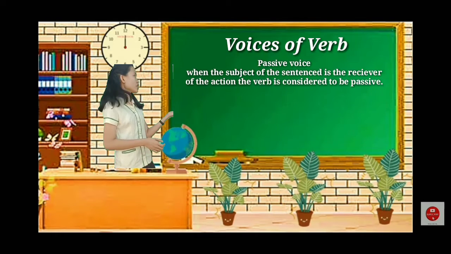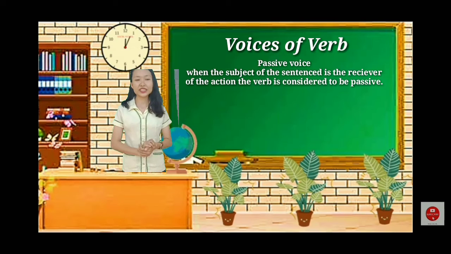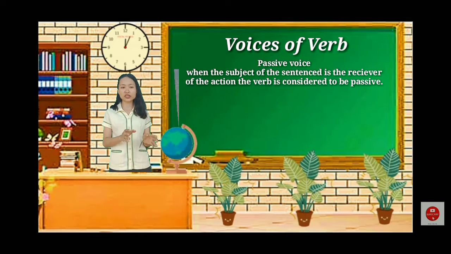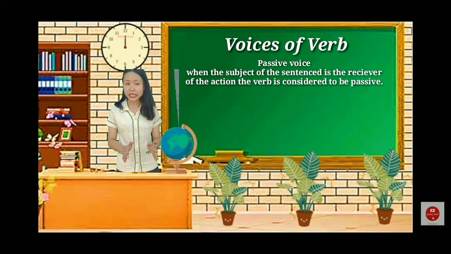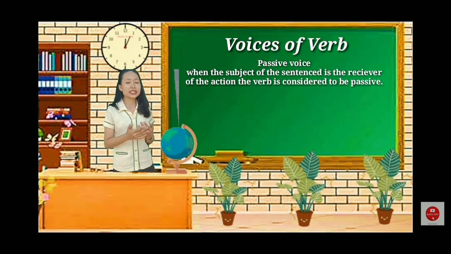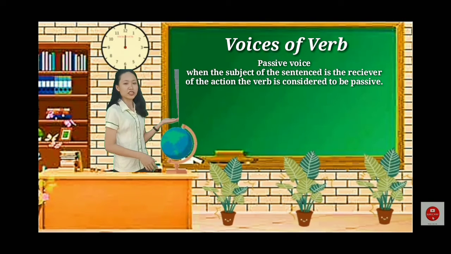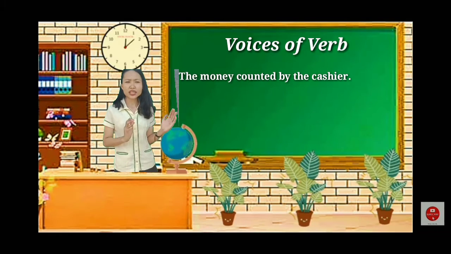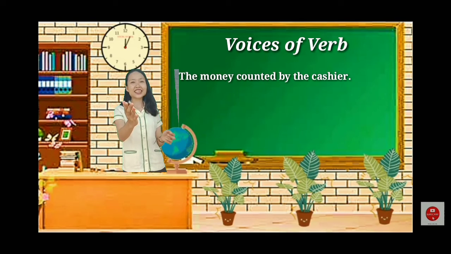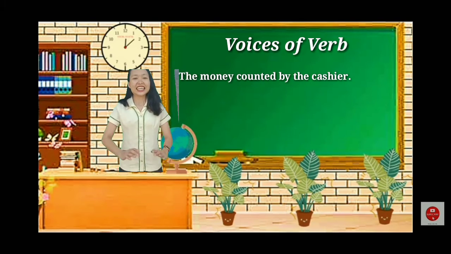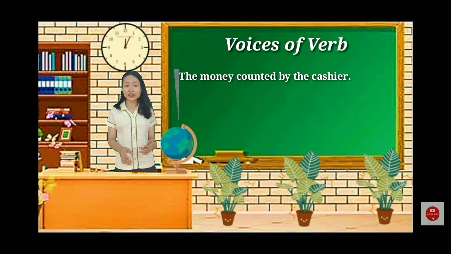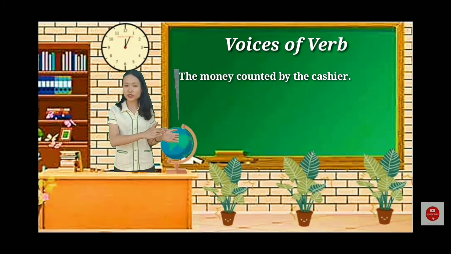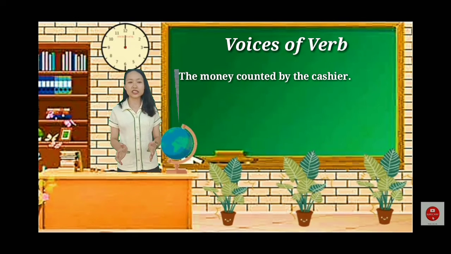Group 1, kindly read the definition on the board. Thank you, Group 2. Class, remember that the passive voice is formed by adding a correct form of the helping verb be to the past participle. Let's take a look at the example here. The money was counted by the cashier. What have you noticed? Yes, Leia? Very good. It becomes passive voice because the subject is the one who received the action and it follows the object, verb, and subject pattern.